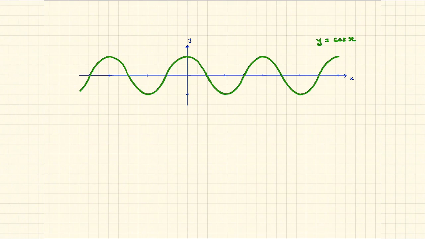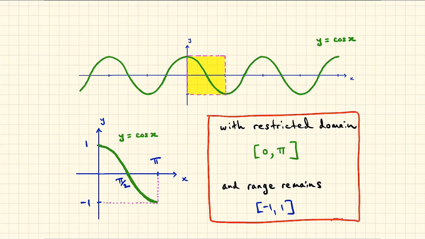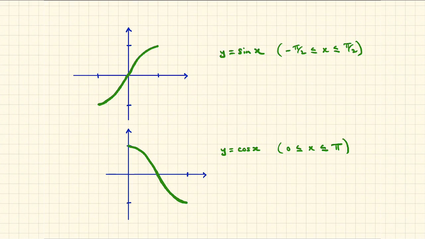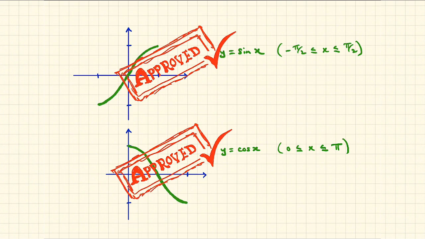For the cosine curve, it's not so clear what to choose, but everyone agrees to box in this part of the curve, restricting the domain to the interval from 0 to π, producing this fragment, and again the range is unchanged, the interval from -1 to 1. Here are the two fragments, and you can see that horizontal lines pass through these curves at most once. They've been deliberately chosen to both pass the horizontal line test.